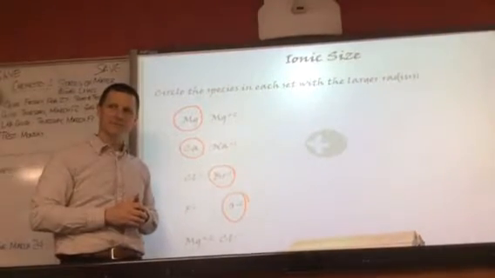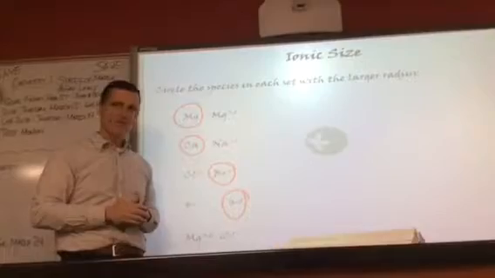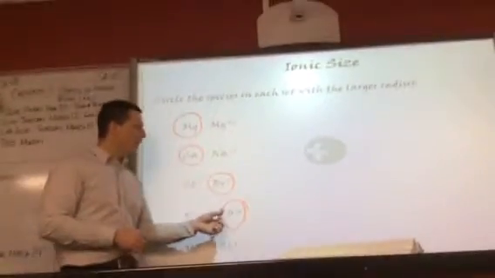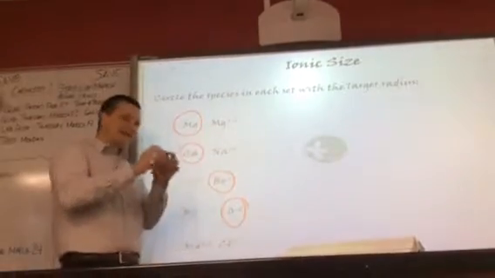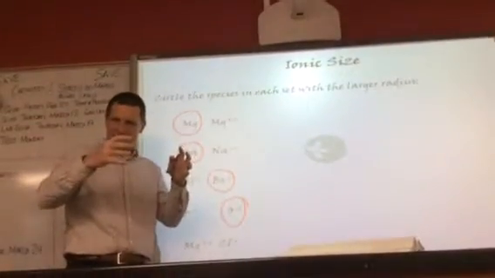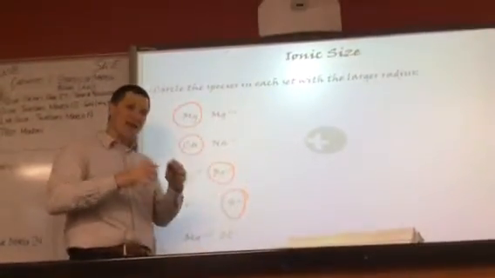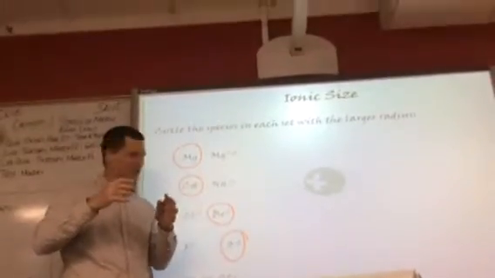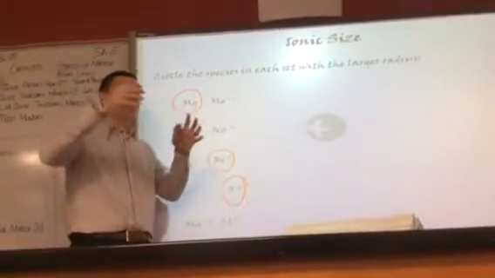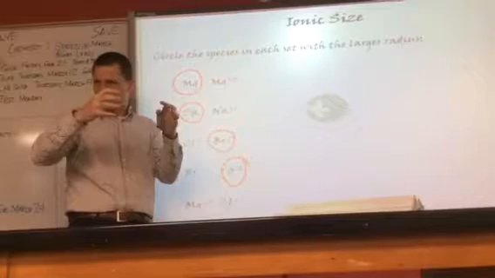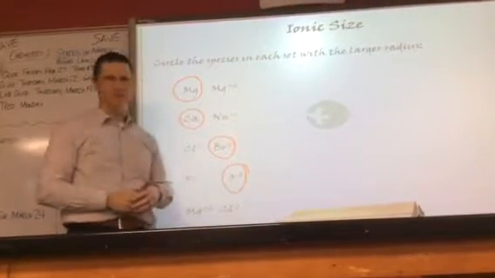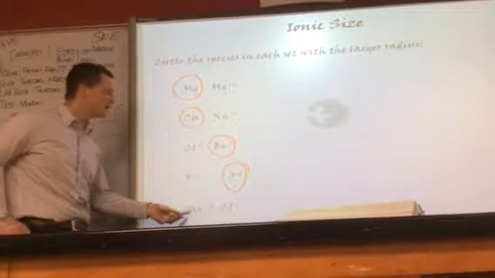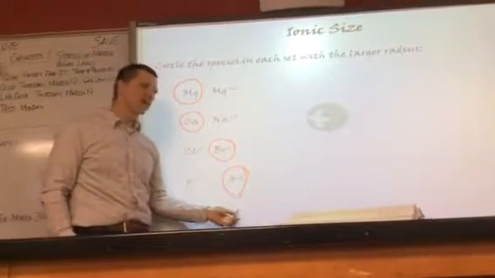Catch that? No? Both of them are holding 10 electrons. Fluorine has 9 protons holding on to 10 electrons. Oxygen only has 8 protons holding on to 10 electrons. So the 8 protons are not going to be as good at drawing that cloud of electrons in, so it kind of balloons out like that. So that's the bigger one. What about magnesium ion versus the chloride ion?